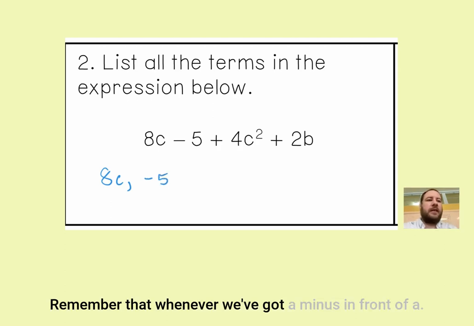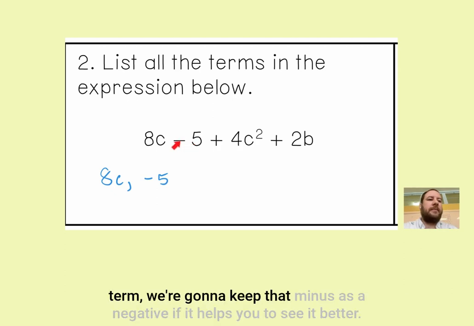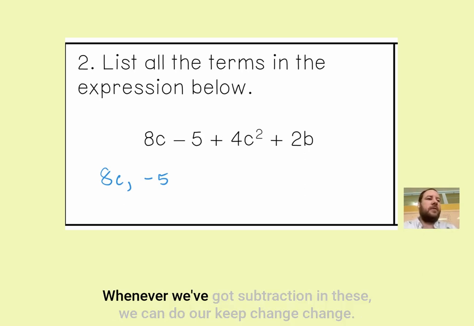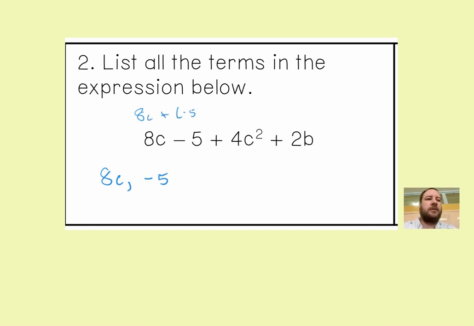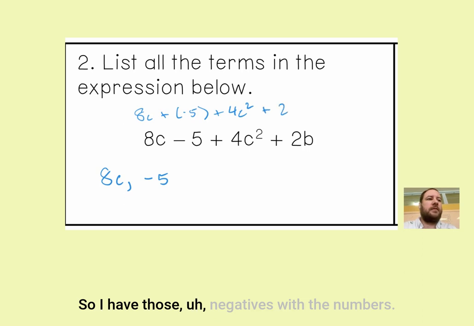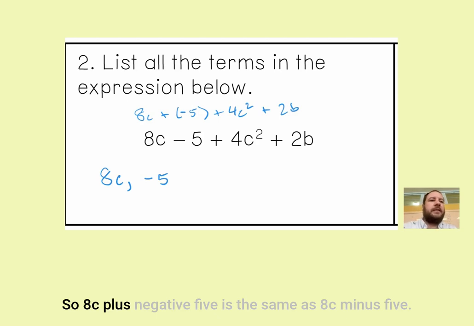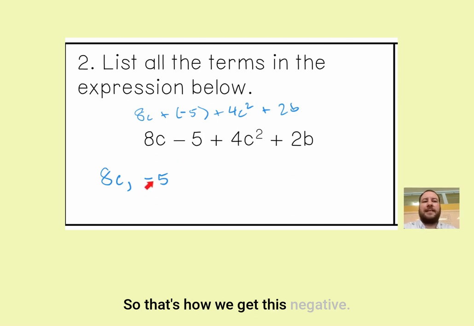Remember that whenever we've got a minus in front of a term, we're going to keep that minus as a negative. If it helps you to see it better, whenever we've got subtraction in these, we can do our keep change to have those negatives with the numbers. So 8c plus negative 5 is the same as 8c minus 5. So that's how we get this negative down here. So negative 5 is our next one.